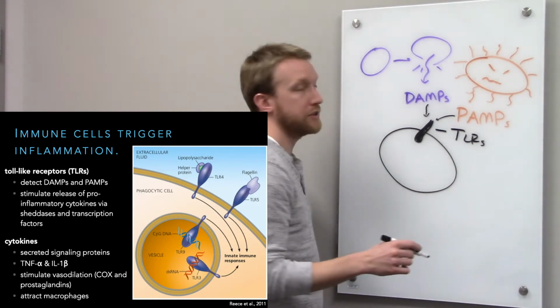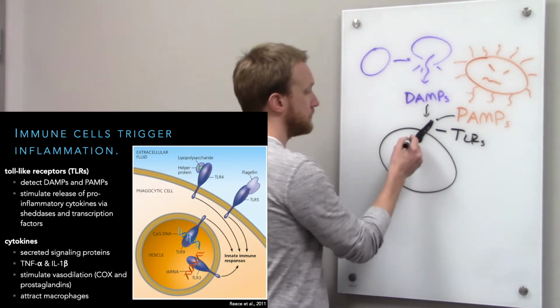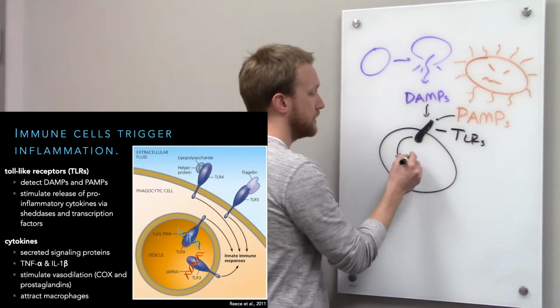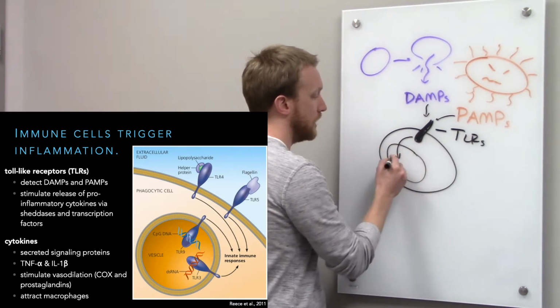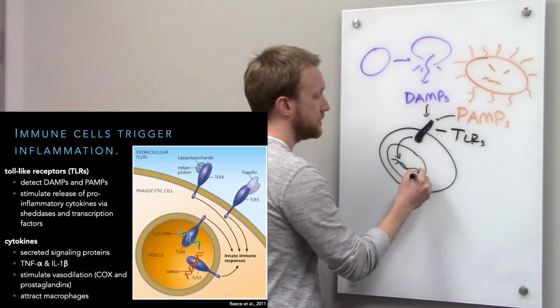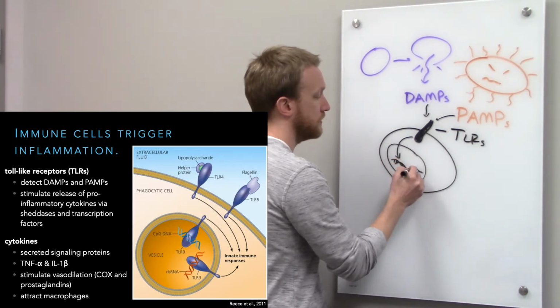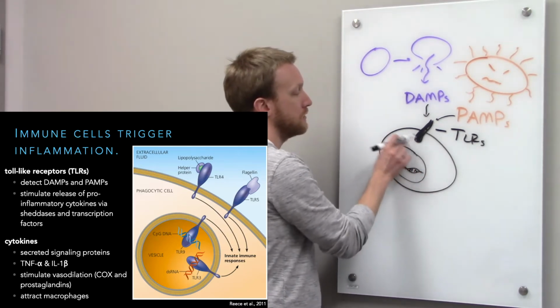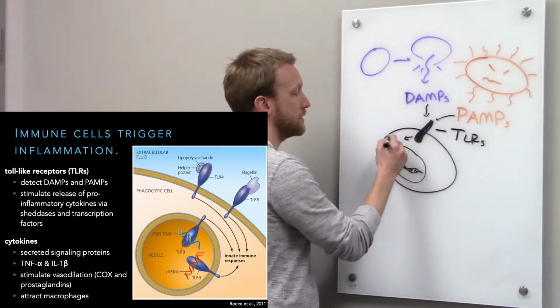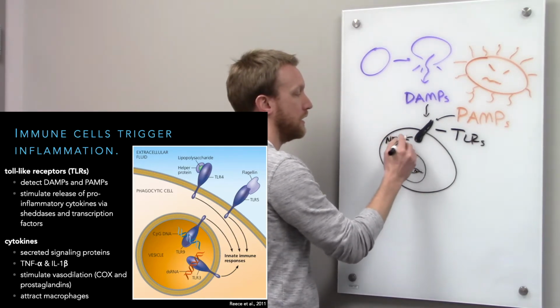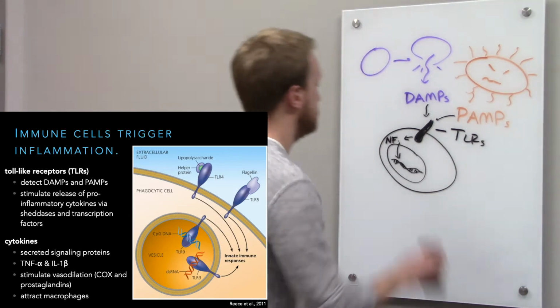And it's going to do it kind of in two ways. Kind of the slower process that's going to act over a longer time course involves changing gene expression. So we're going to have to stimulate some transcription factor, in this case NF-kappa B.